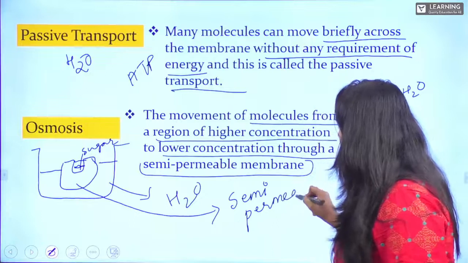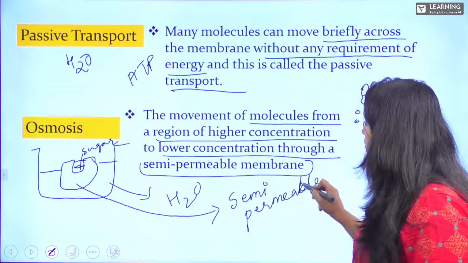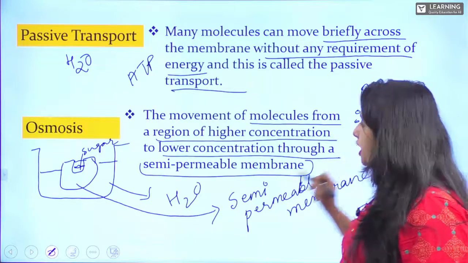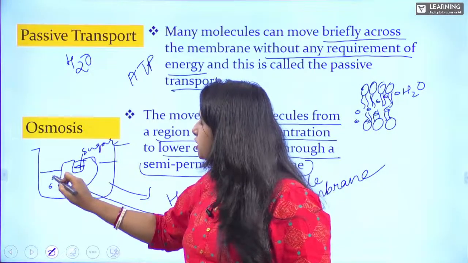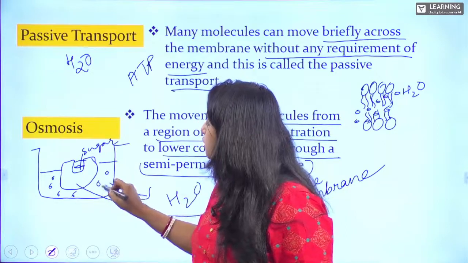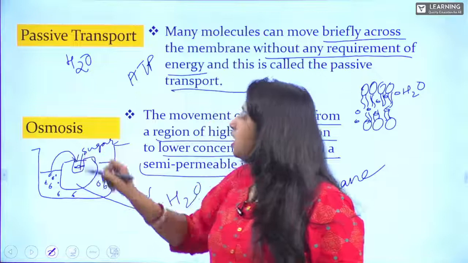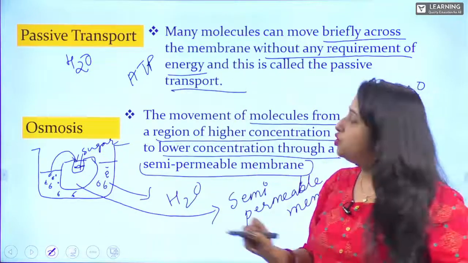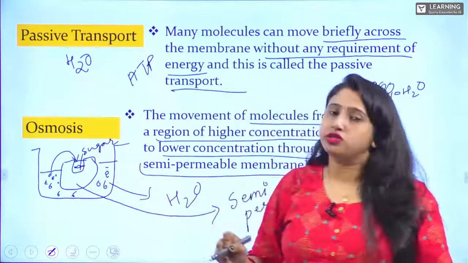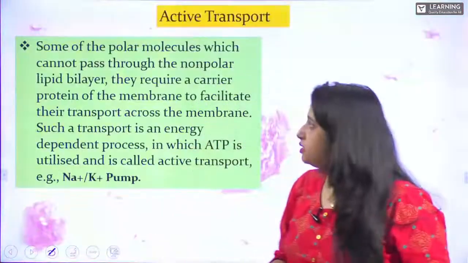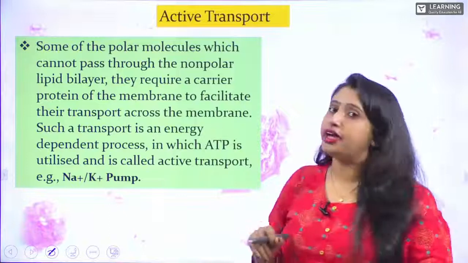It acts as a semi-permeable membrane, okay? So as you can see, the water molecules here will be moving towards what? Towards the higher concentration, isn't it? So this is osmosis through a semi-permeable membrane. Yes. Now what happens in active transport?